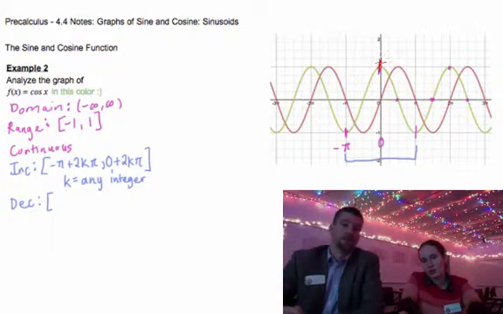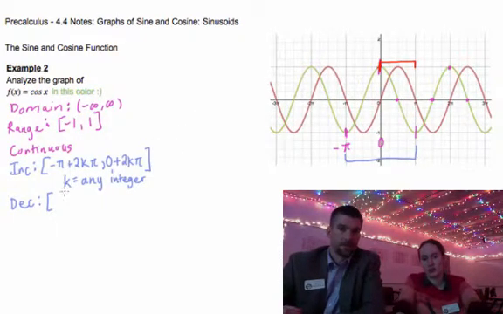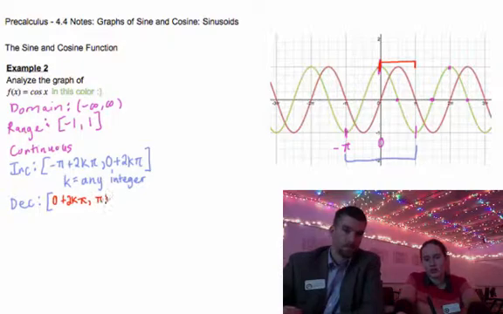So now we're decreasing from 0 to pi, as that's just one interval where we're decreasing, but it's going to happen again every 2 pi. So we can say from 0 plus 2k pi, comma, pi plus 2k pi. All right, that's increasing and decreasing. Symmetry.